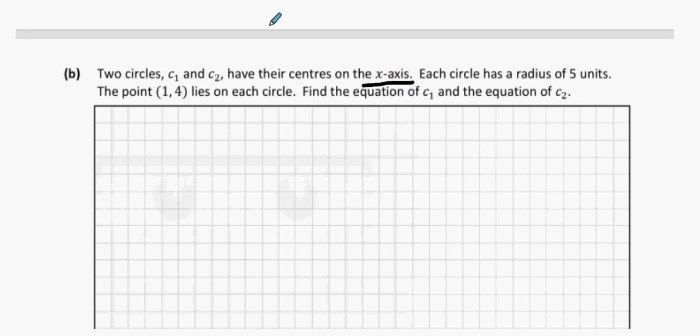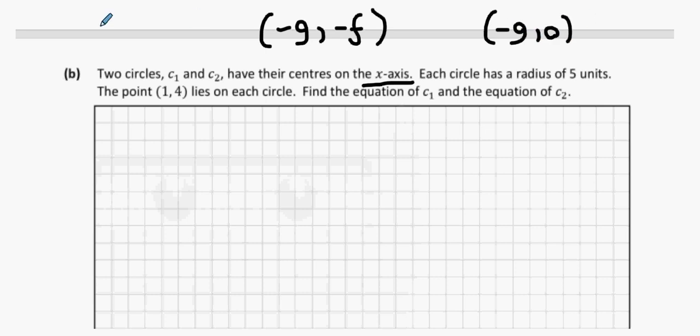What's usually the centre when we use the g and f formulas? Minus g, minus f, isn't it? What do we know about the f part? If it lies on the x-axis, what do we know about the f part? We know that f equals 0. Is that okay with you guys? Now what else do we know?